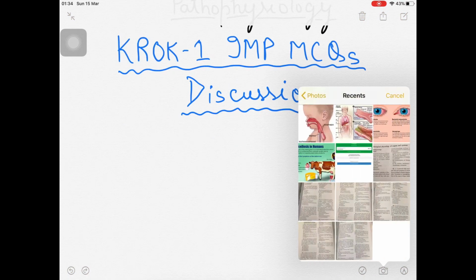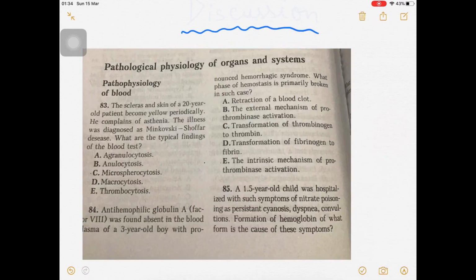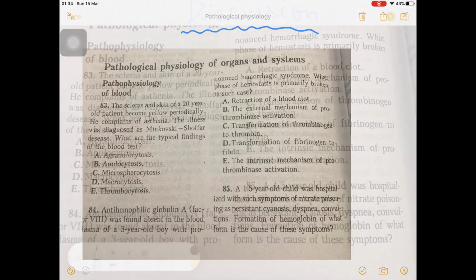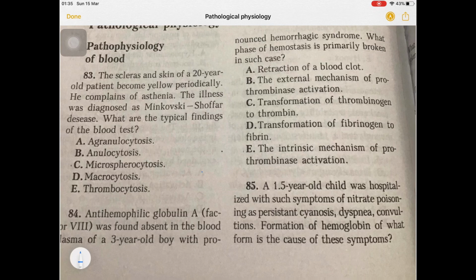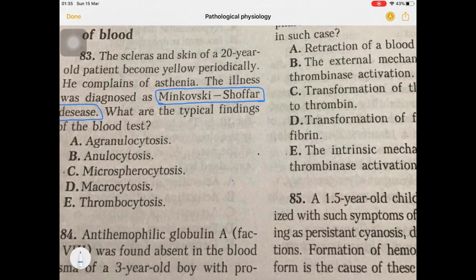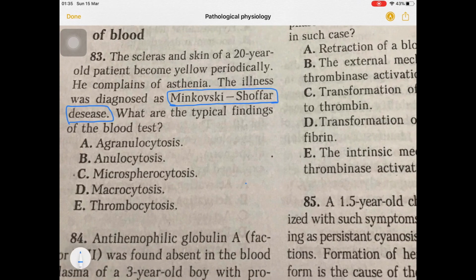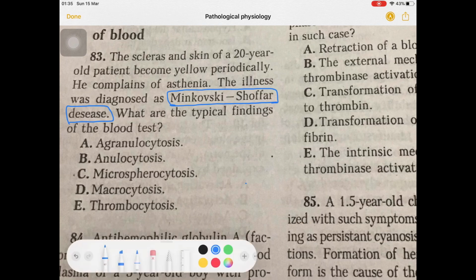Let's look at this one. So question number 83. We are going to talk about the pathophysiology of blood, right? Before that we have already discussed that in class. If you look at question number 83, they are talking about Minkowski-Chauffard disease, and we know already about it. First of all you should know what the problem is.